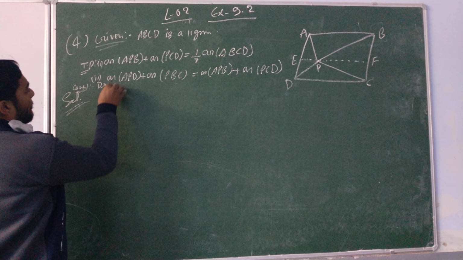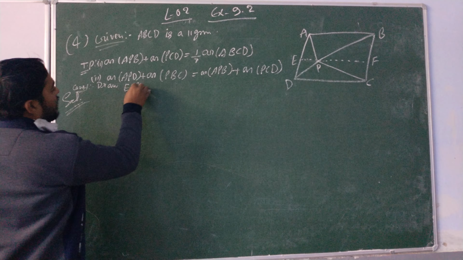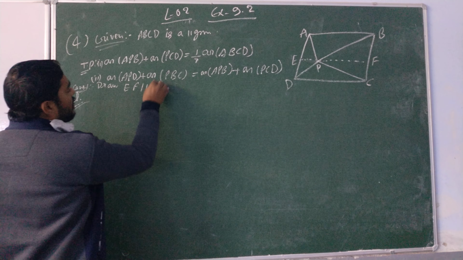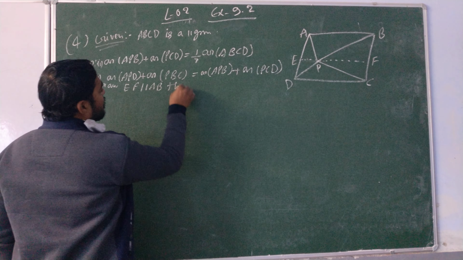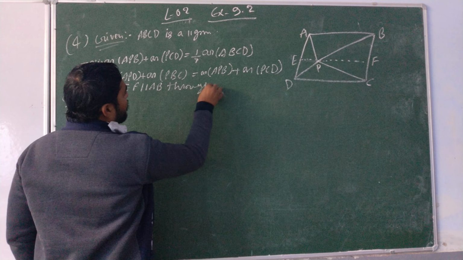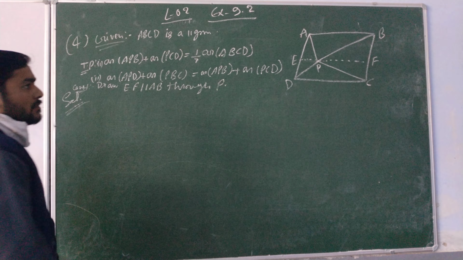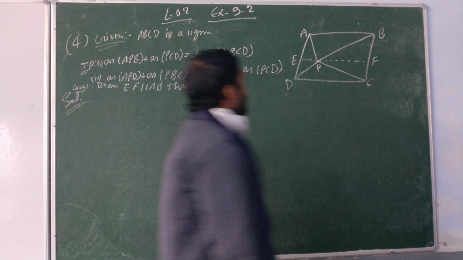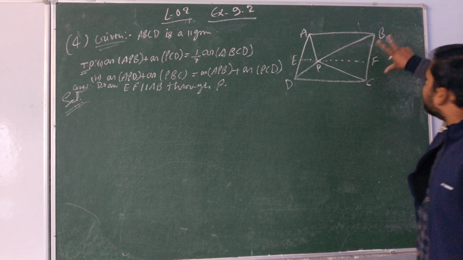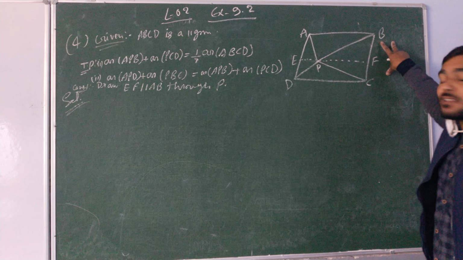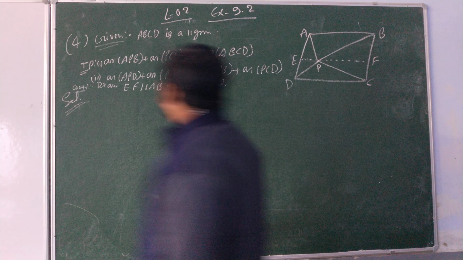Draw EF parallel to AB through P. Now, from here we can say that AD is parallel to BC by the condition of parallelogram.